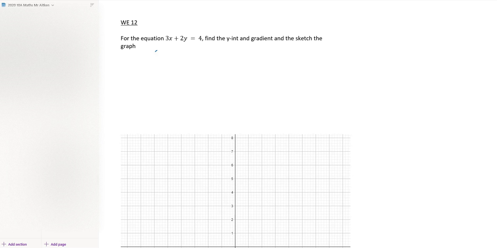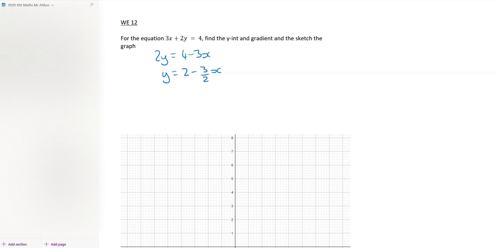So I'm going to move things around. 2y must be equal to 4 minus 3x, and you could write it as negative 3x plus 4. Either way is fine. Now I just want to get rid of that 2. So y equals 2 minus 3 on 2x. Now remembering that positive and negative numbers are defined by the sign in front of them.